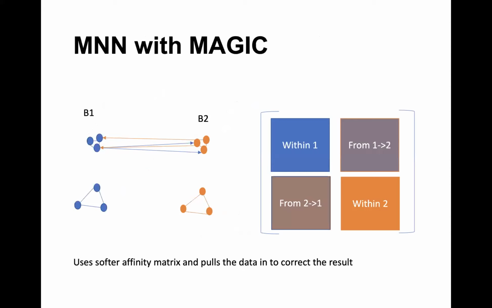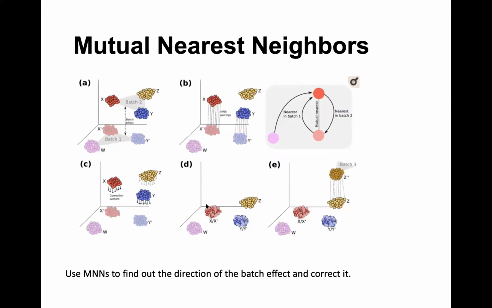One of the things I want to note now too is that we can actually use mutual nearest neighbors with MAGIC to do denoising. I was showing before that you can find some set of vectors that correct the data sets together.